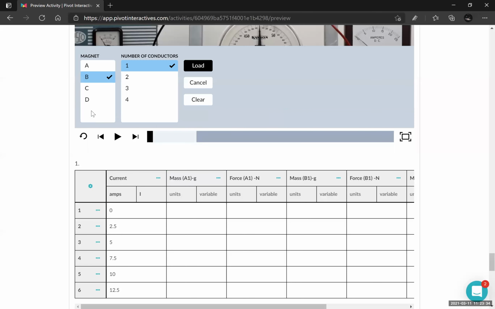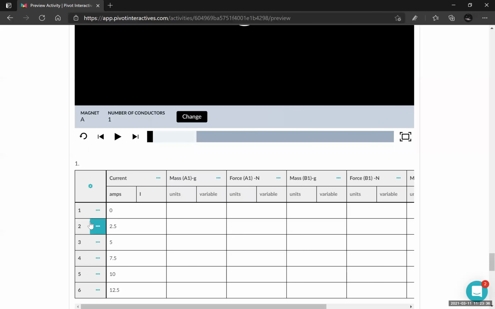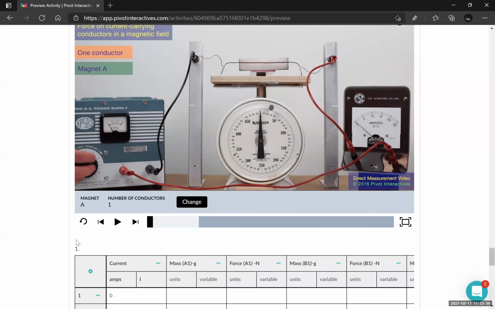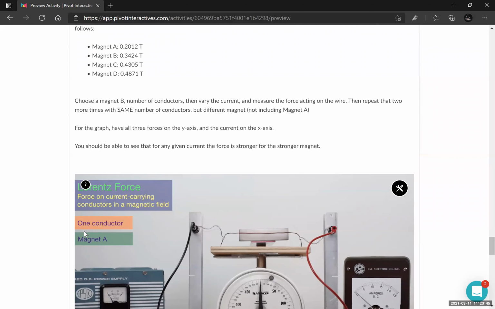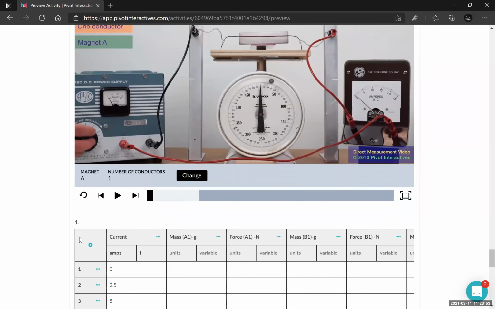I'm going to start with A and then go to B and see how those 2 change. As I go from A, which you can see here, it's a weaker magnet than B. B is not double, but about 1.5 times stronger. So we're going to see what effect that has on the force.